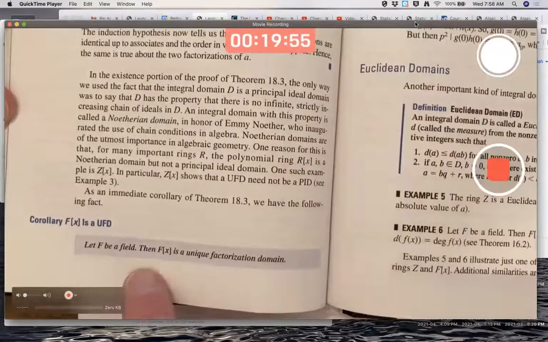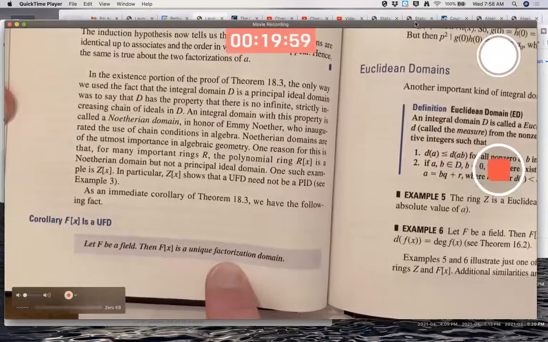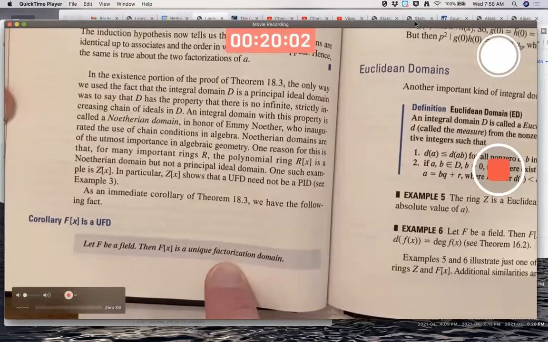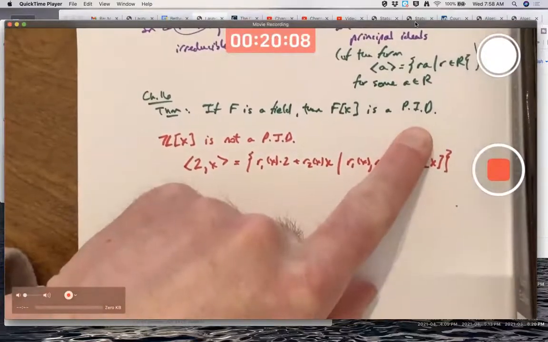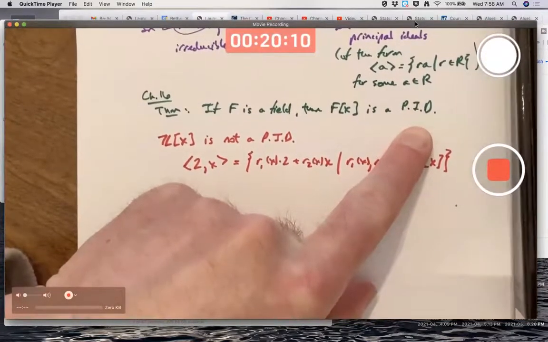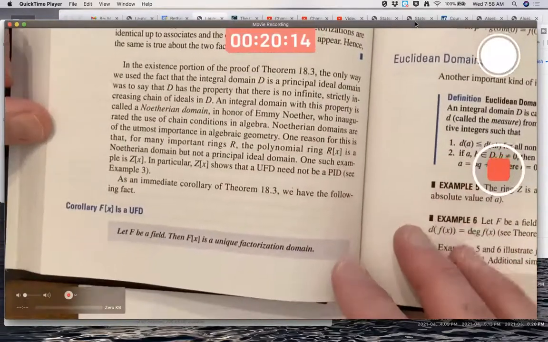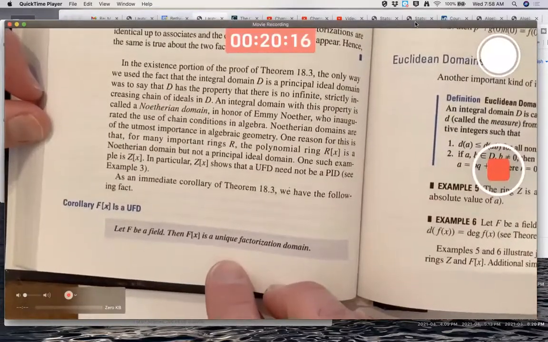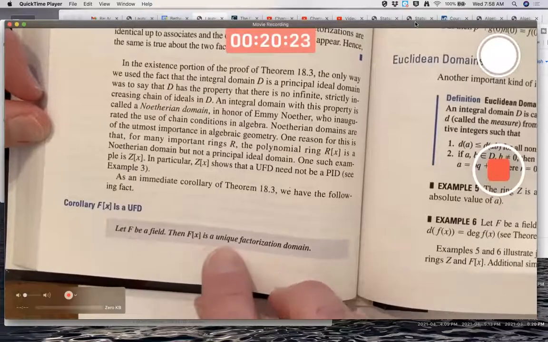As a corollary, if F is a field, then F[x] is a unique factorization domain. Why? Well, we already know if F is a field, then F[x] is a principal ideal domain. Therefore, it's a unique factorization domain. So you've got the analog of, again, the fundamental theorem of arithmetic holds in this situation.